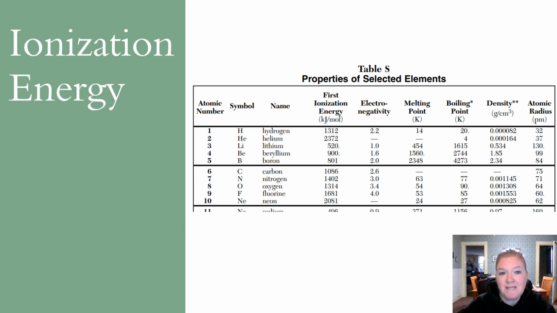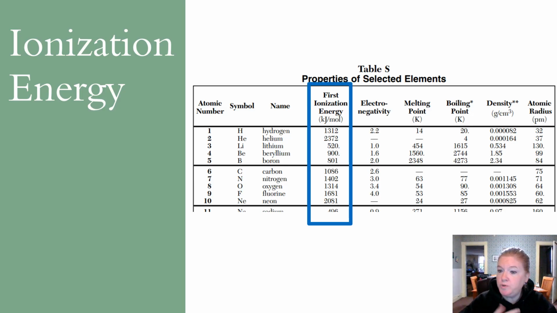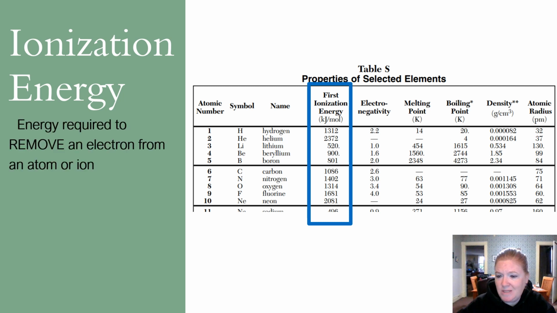So the first one is ionization energy. So you don't need to memorize these values. If you look at Table S, one of the columns says first ionization energy. Well, let's talk about what ionization energy is first, so then you can see what that means to use that qualifier first. Well, ionization energy is the energy required to remove an electron from an atom or ion.